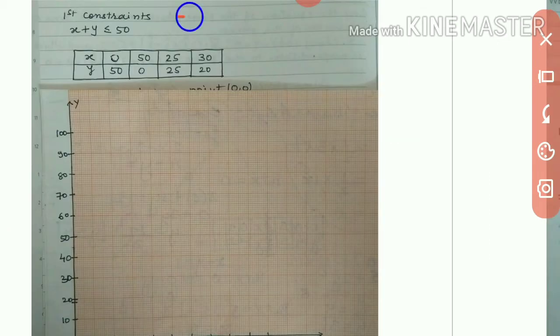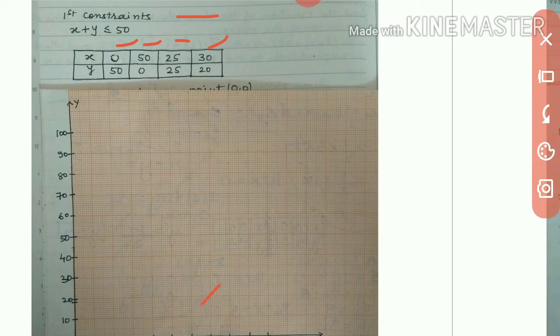Here the first constraint is x plus y less than or equal to 50. Here you will put the values of x and y and get the points. First, in place of x you put 0, so you will get y equal to 50. Now x equal to 50, y equal to 0, then x equal to 25, y equal to 25, x equal to 30, then y equal to 20. So you get these points.